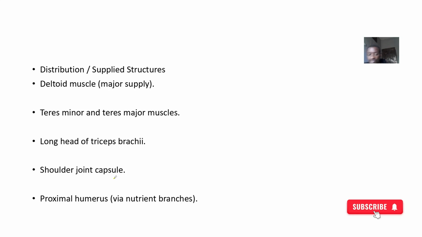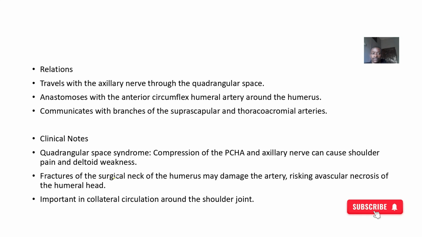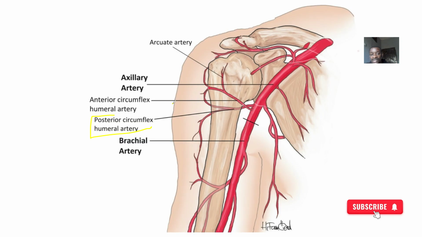joint capsule, proximal humerus. So it travels with the axillary nerve through the quadrangular space and anastomoses with the anterior circumflex humeral artery around the humerus, and communicates with the suprascapular and the thoracoacromial arteries.